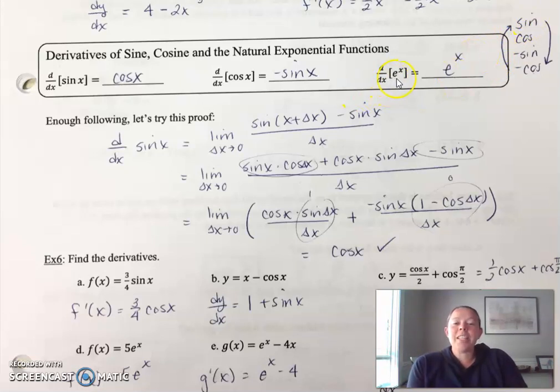And then here's the easiest derivative, and there's a lot of really funny math t-shirts that joke around about this, but the derivative of e to the x is e to the x, and you're done. So it's exactly the same. So that's a cool derivative.